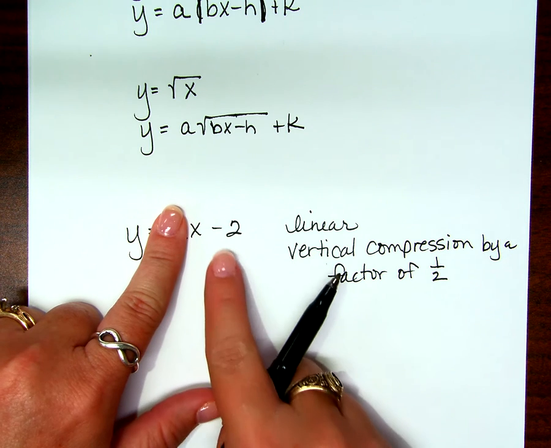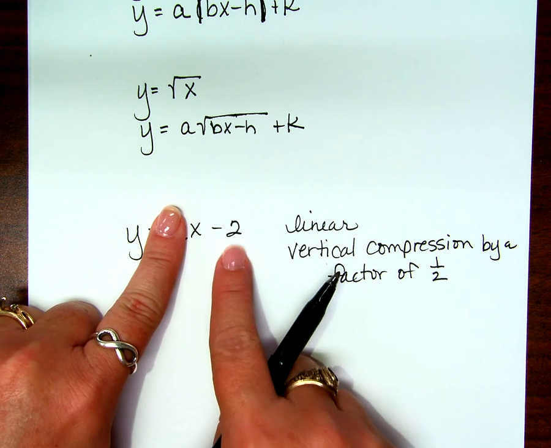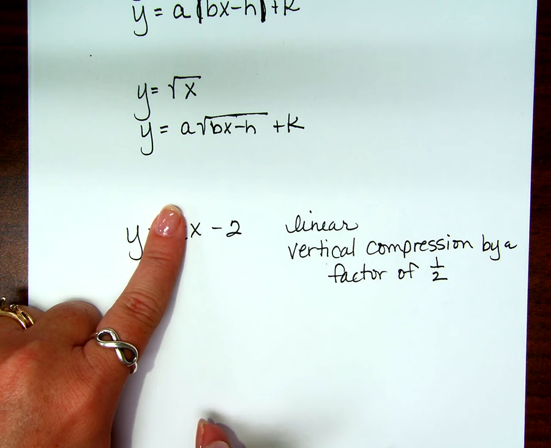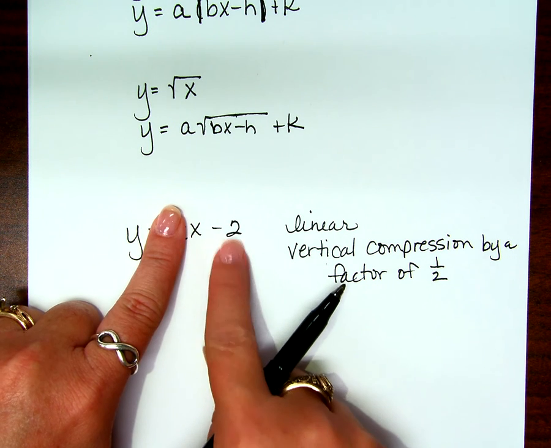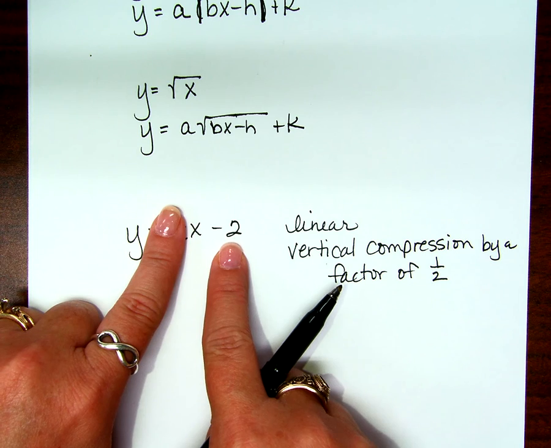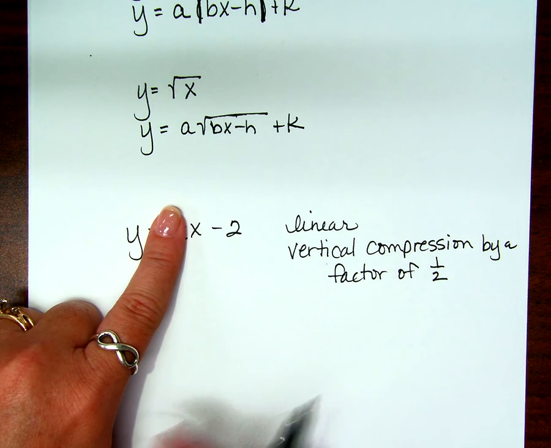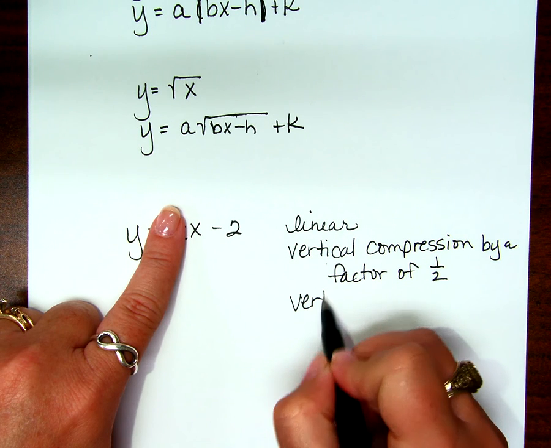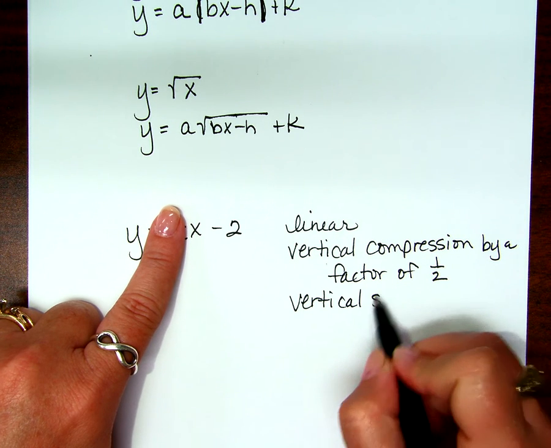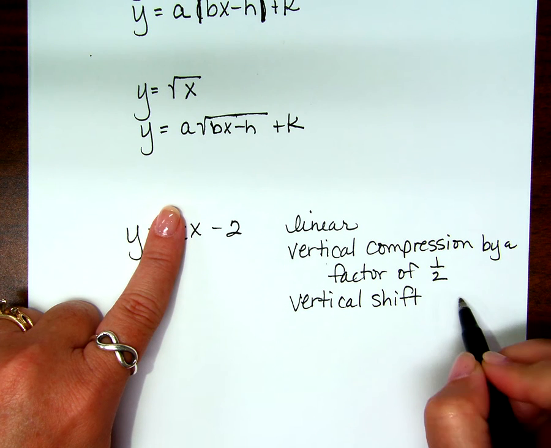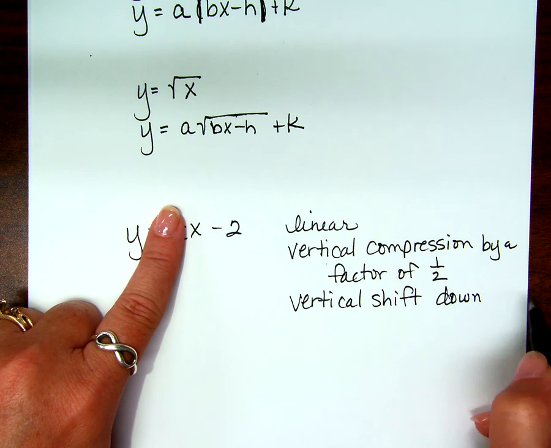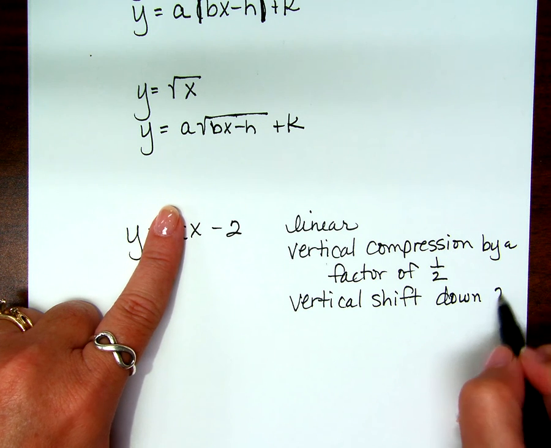So we took care of that. What's left? The minus 2. What letter is that? That's K. So what does that cause? So a vertical shift down. How many? 2. Done.